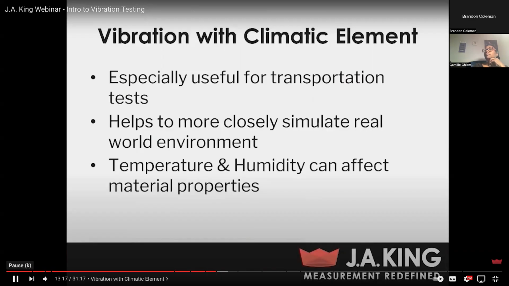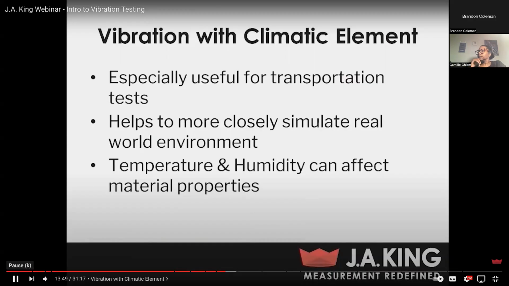Now, I also want to talk about the importance of including a climatic element in your vibration or your shock test. This can be especially useful for transportation tests. So if you think about having your part in the back of a truck, it's going to be bouncing around, it's going to experience vibration, it's going to experience possibly some shock, but it's also going to have some environmental conditions that are changing during this as well. So by including a climatic element in your test, it's going to help to more closely simulate that real world environment. I like the way he said that in about 5 seconds. I think I spent about 10 minutes saying that yesterday, but he summed it up really well.